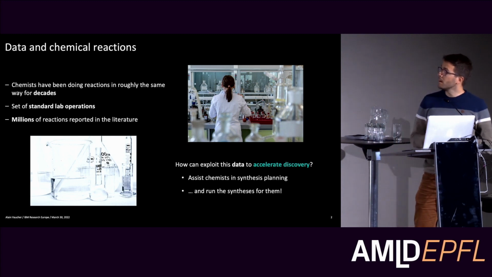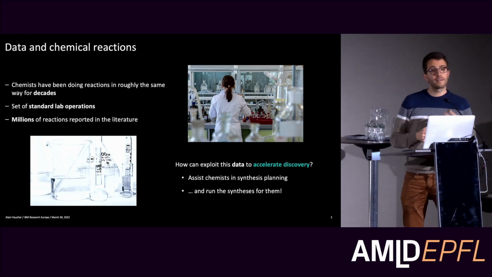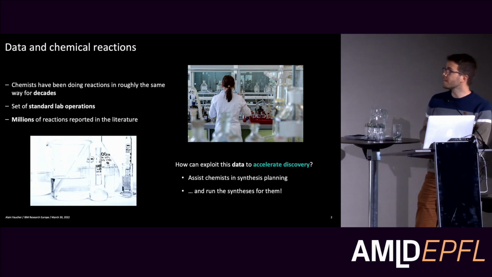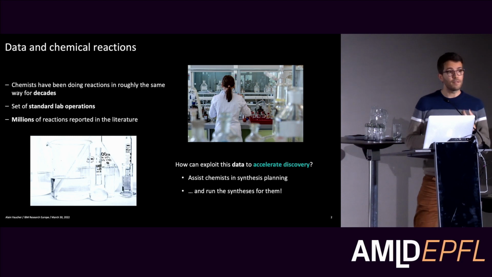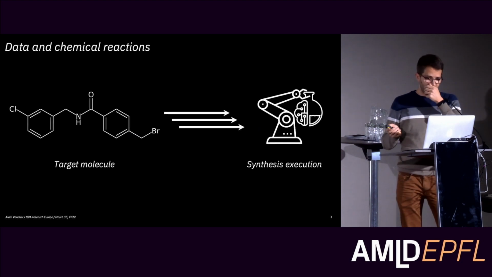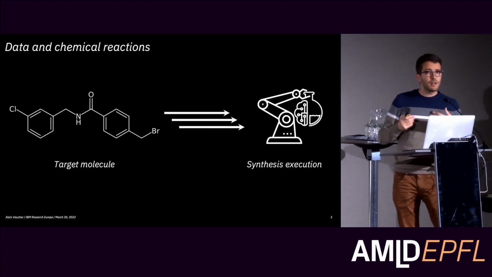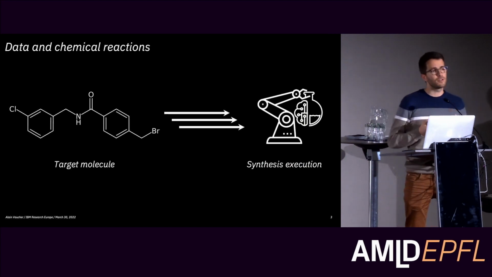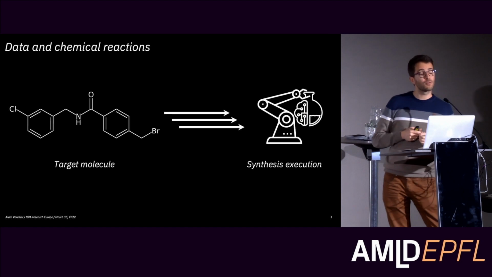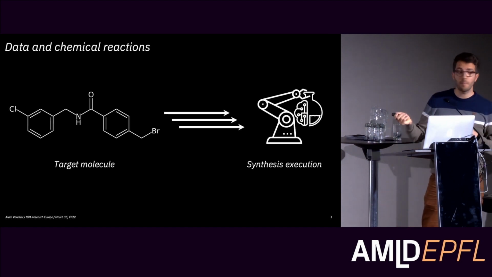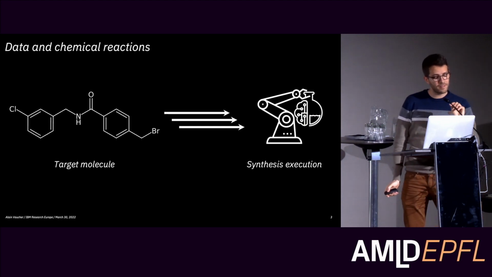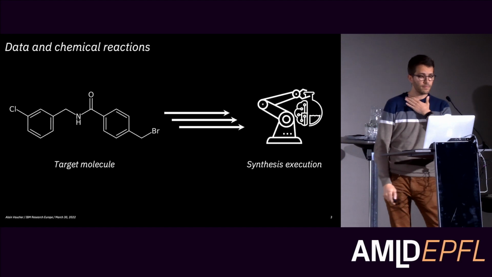All this data leads to opportunities to accelerate discovery, for instance, by assisting chemists in synthesis planning or even running synthesis for them. With the help of machine learning, all this information should actually enable us to go all the way from the specification of a compound to its automated synthesis execution in the lab.